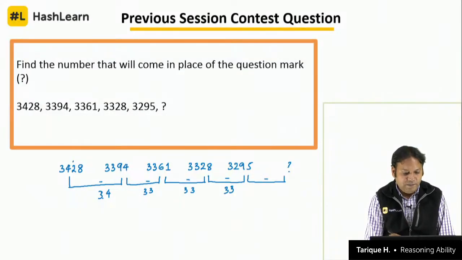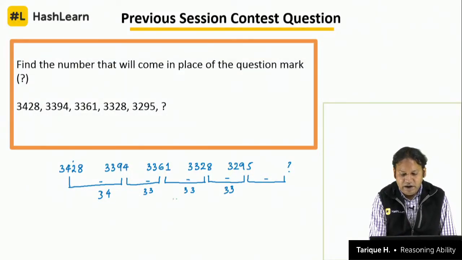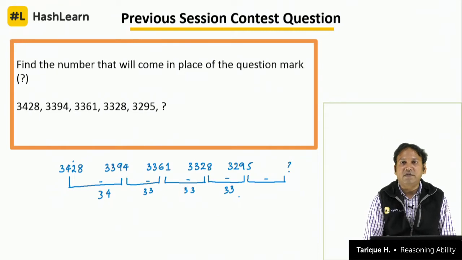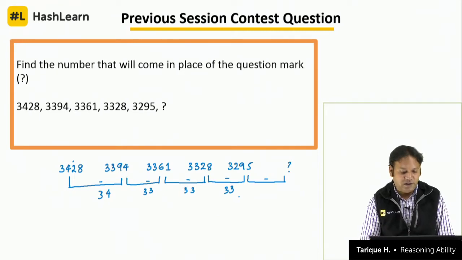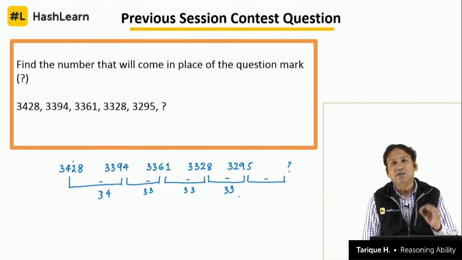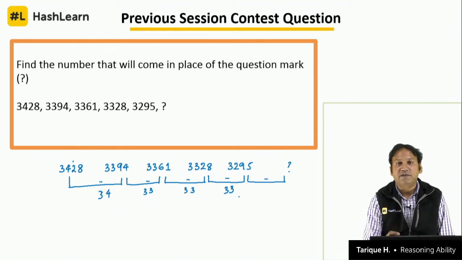So what we can see very clearly here is that there is some other logic behind this particular question. It cannot be simply based on the first difference being 34 and then all other differences being 33. If you pay attention to detail, you can observe another thing. Attention to detail is a very important aspect for solving series questions. Attention to detail means your ability to observe carefully.